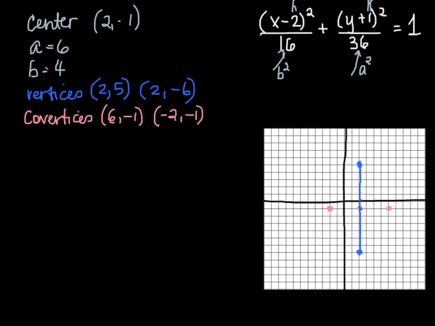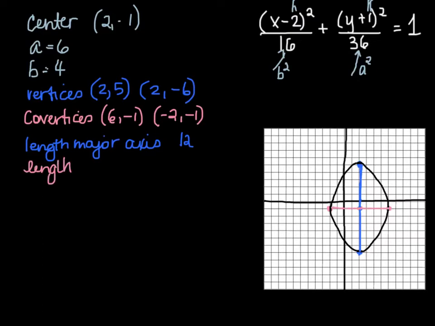Now all I do is connect them, and that would be my ellipse. Now, I have this royal blue line in here, and that's called the major axis. So I know the length of the major axis is 2 times a, which would be 12. The length of the minor axis would be this axis right here, which is 2 times b, which would be 8.